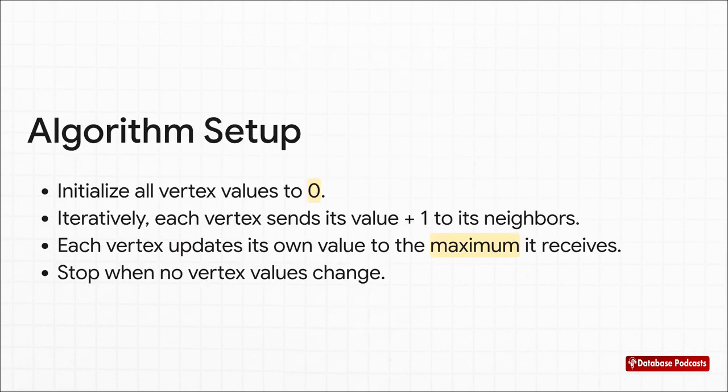Okay, here's our game plan. First, we're going to initialize every person in the tree with a value of 0. Then, in each step, every person is going to send a message to their neighbors. And that message is just going to be their current value plus 1. Then, each person looks at all the messages they received and updates their own value to the maximum number they see. And we're just going to keep doing that over and over until the numbers stop changing.